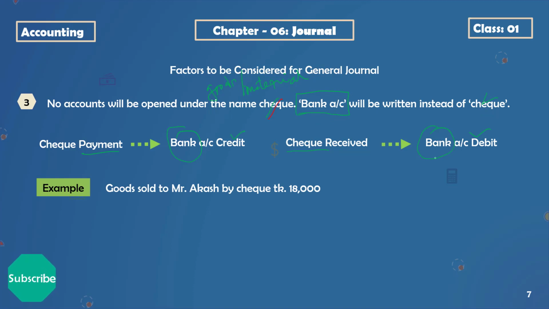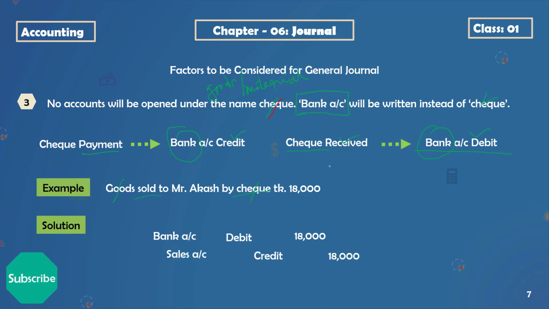Okay, so let's take an example. Goods sold to Mr. Akash by check, taka 80,000. That means you sold goods and received check. Here we cannot write any accounts under the name goods and under the name check. So we know for check received, you have to write bank account debit. So the journal is bank account debit, sales account credit.